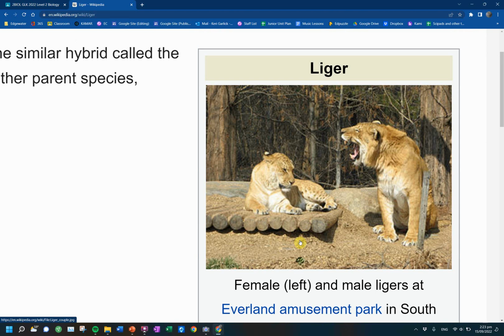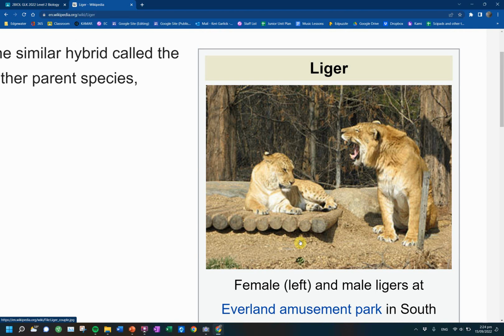So remember how we talked about meiosis and how the chromosomes need to divide up to make successful sex cells? Ligers can't do that because the chromosome numbers don't match. There's enough similarity between lions and tigers that they can breed together and make an offspring, but that offspring is not fertile because it can't make its own eggs and sperm. So the line ends there. So that's what happens with ligers, and that's why lions and tigers are different species.